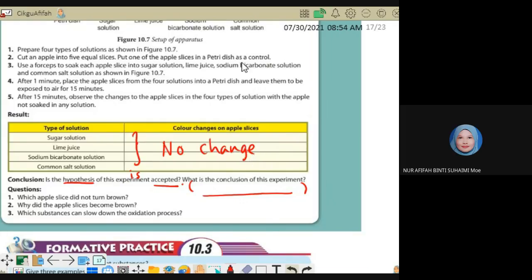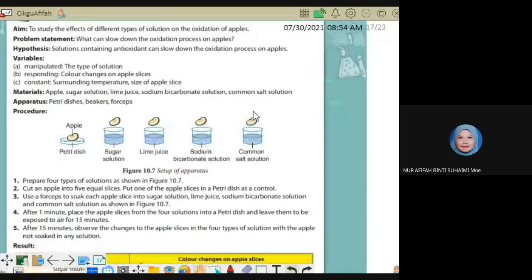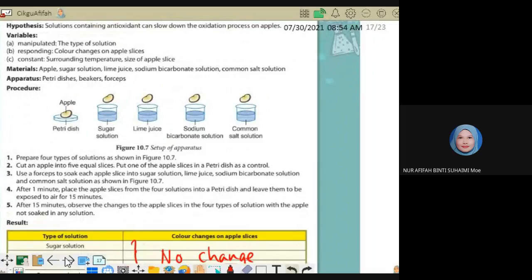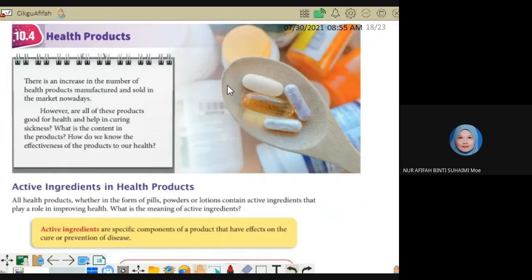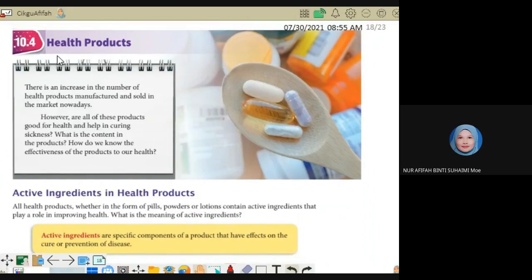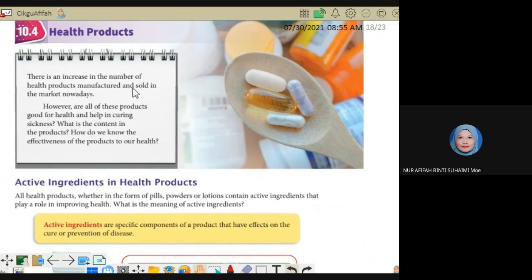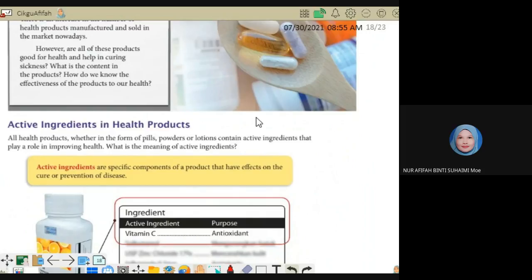Right. So, cara saya untuk jawab soalan nombor 11 section C. Okay. Bahagian C. Jangan tinggal kosong. Okay, last one. 10.4 health product. Okay. There is an increase in the number of health product manufactured and sold in the market nowadays. Okay. However, are all of this product good for health and help in curing sickness?